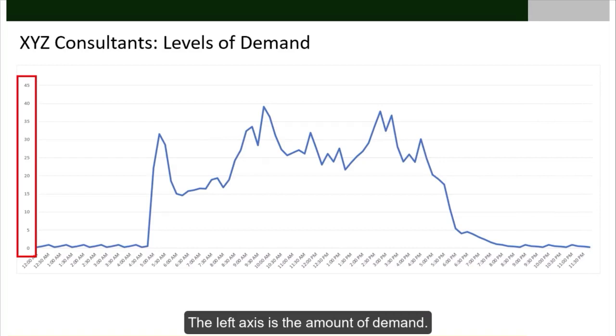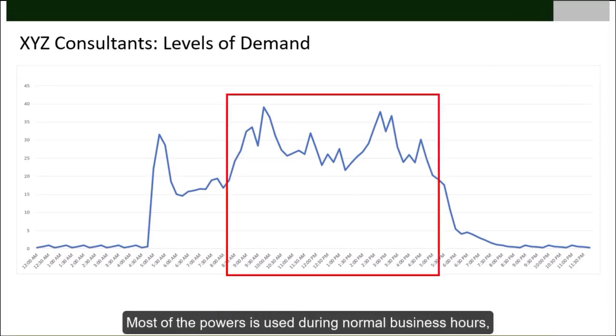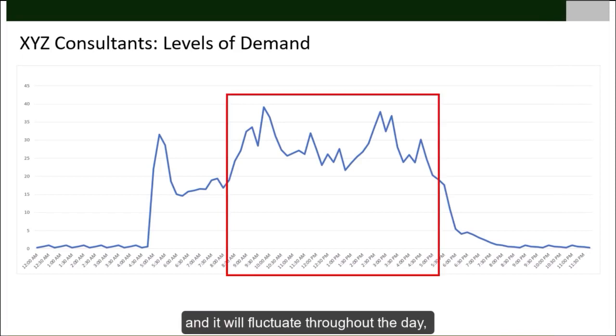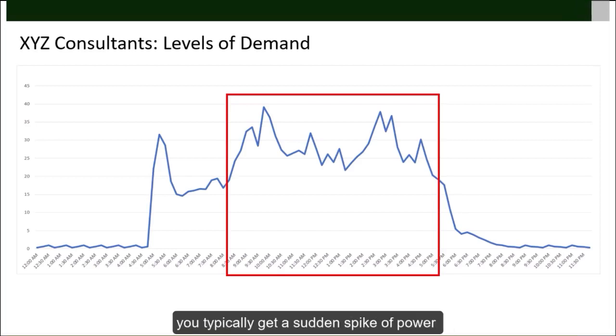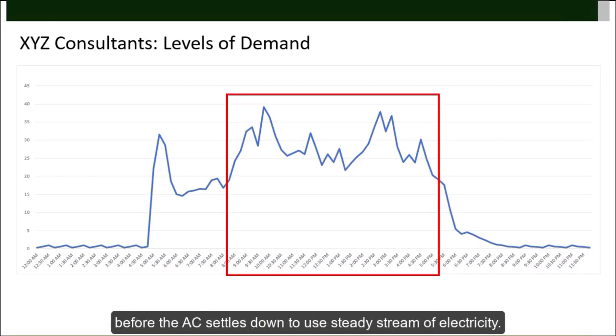The left axis is the amount of demand. As I said before, it is tracked as a single point in time, so it's measured in kilowatts, not kilowatt hours. Most of the power is used during normal business hours, and it will fluctuate throughout the day, generally spiking at times when a lot of power is required. For example, when an air conditioner's compressor kicks on, you typically get a sudden spike of power before the AC settles down to use a steady stream of electricity.